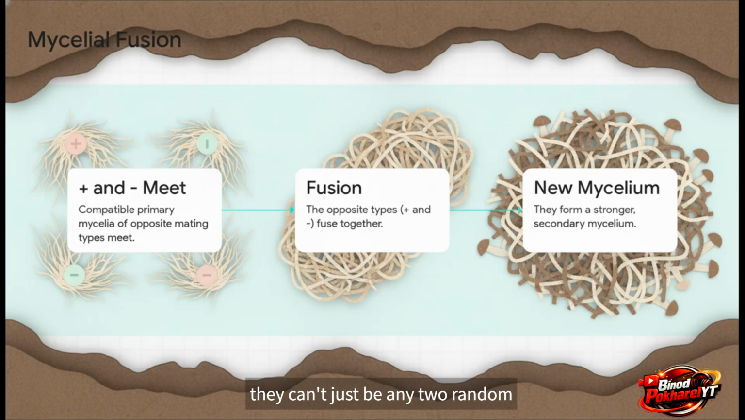But they can't just be any two random networks. They must be compatible mating types, which scientists refer to as the plus and minus types. When a plus and a minus primary mycelium finally meet, their threads literally fuse together. They combine their cellular material to form something entirely new, which we call the secondary mycelium. This new, fused network is much stronger, highly resilient, and incredibly long-lived.